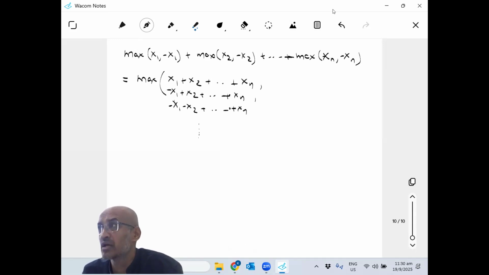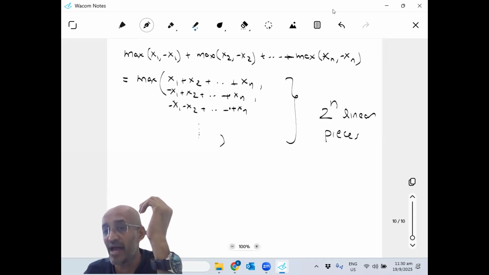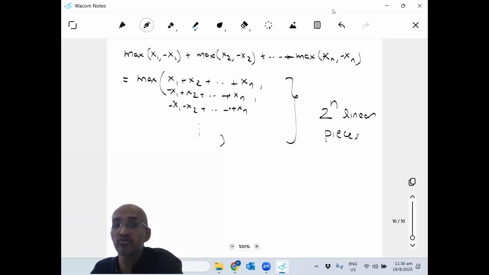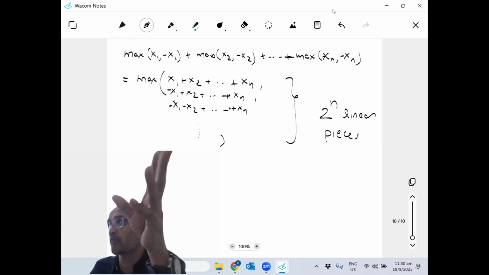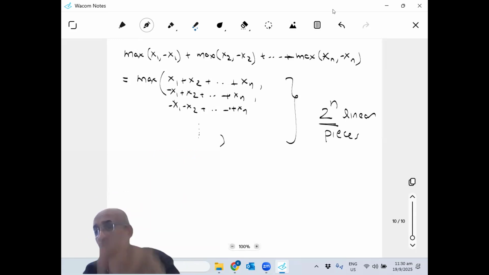In fact, I'll have to create how many? There are two possibilities for each one. How many linear pieces will come up here? Two possibilities here, plus or minus. Two possibilities here, plus or minus. I do every combination. So it'll be 2 to the power n linear terms if I do this approach. So I can write this function as a max of 2 to the power n linear pieces. And then I can use a single t variable and solve it. But this is a crazy way of solving the problem. You started with a problem which was nicely behaved. You suddenly went to something which is exponential in n just because you wanted to use this trick.